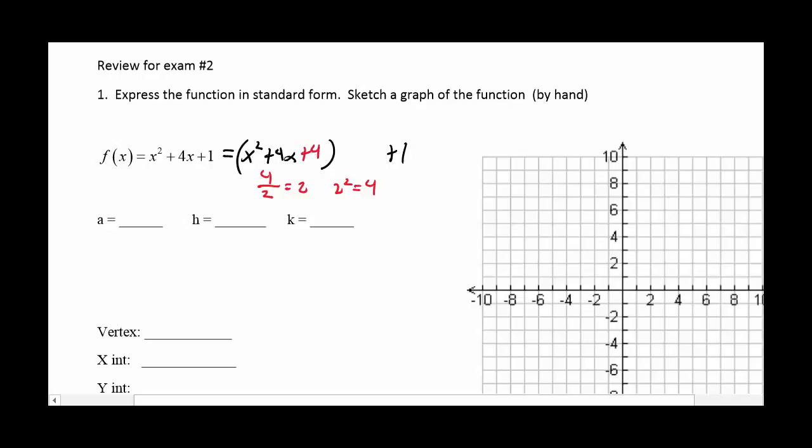So if I add 4 on the inside, and to keep it balanced, I'm going to subtract 4 on the outside. So in rewritten form, I get x plus 2 squared minus 3. Alright, a in this case would be the number out front, so that'd be 1. H is the x-coordinate of our vertex, so that's opposite of what we see, negative 2, and then minus 3.